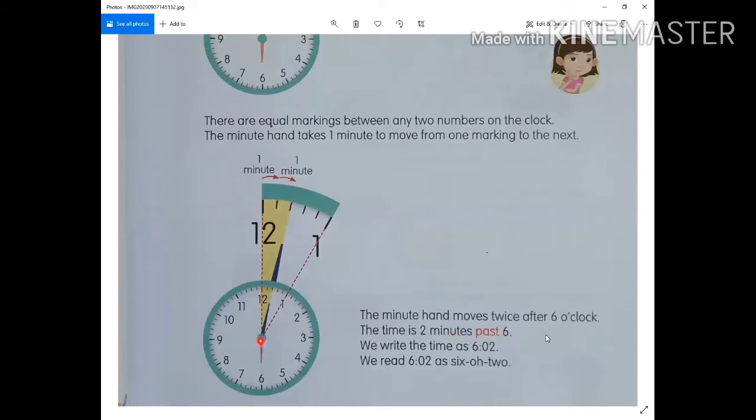Look at the hour hand. It is pointing at 6. 2 minutes past 6. And then we write the time as 6:02. We read it as 6:02.